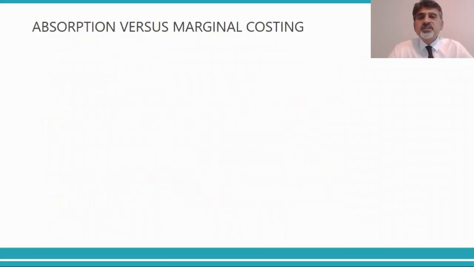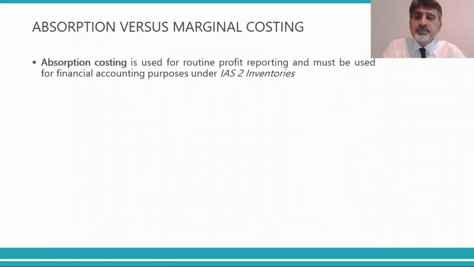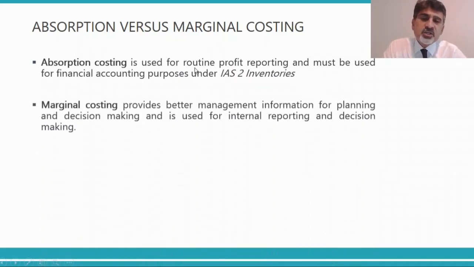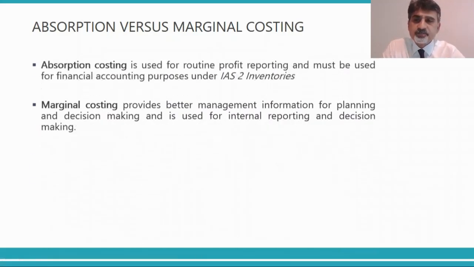So absorption versus marginal costing. Absorption costing is used for routine profit reporting and must be used for financial accounting purposes under IAS 2. So this is our formal reporting. Marginal costing provides better management information for planning and decision making and is used for internal reporting and decision making. So this is for our own internal purposes, marginal costing.